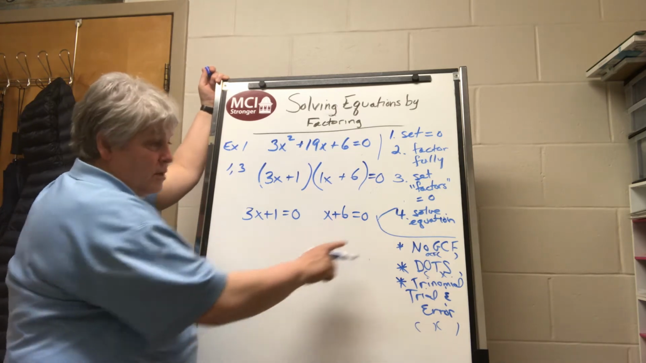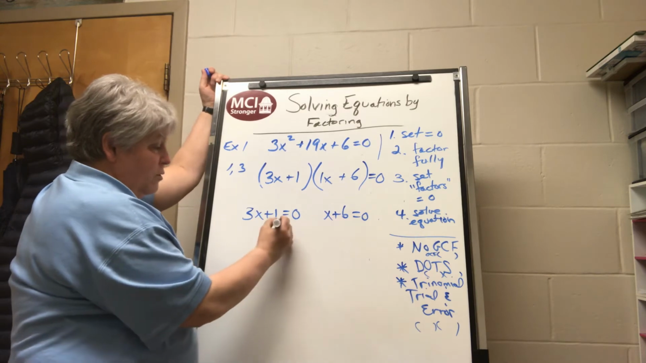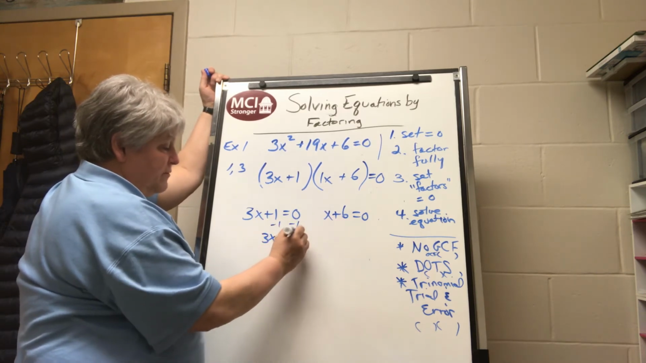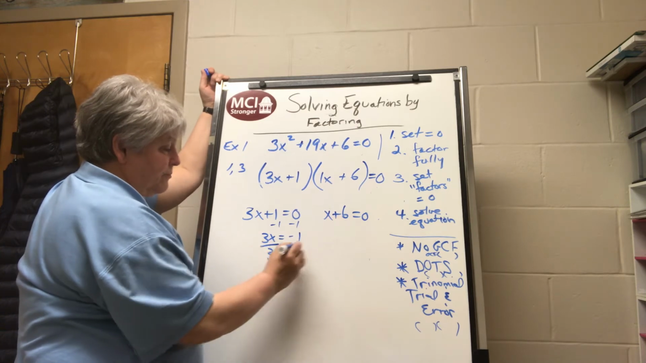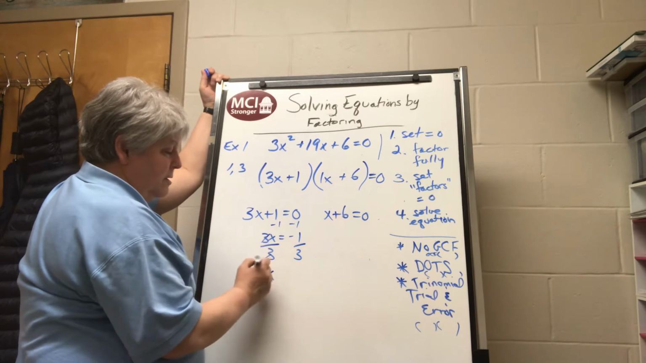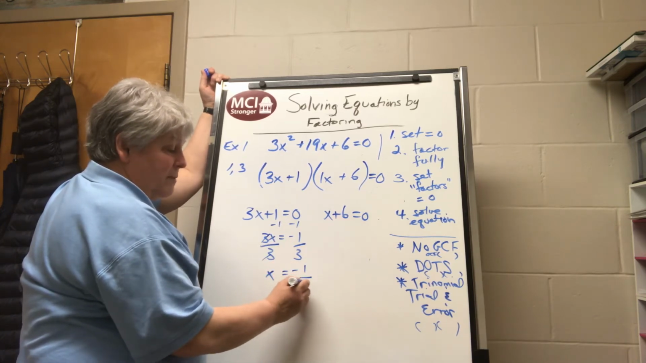Now I solve these little equations that I formed. So I'm going to go ahead and bring the 1 over, and I'm going to divide by 3. And I see that x equals negative 1/3. That is one of my answers.